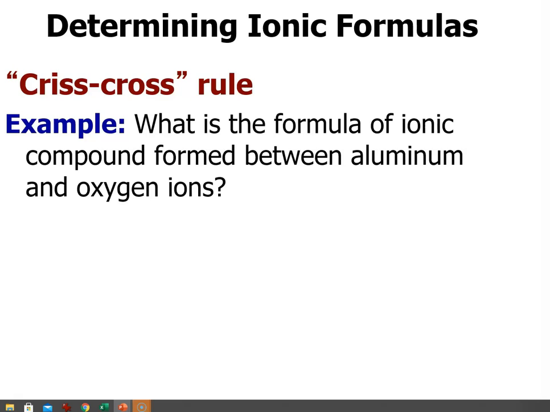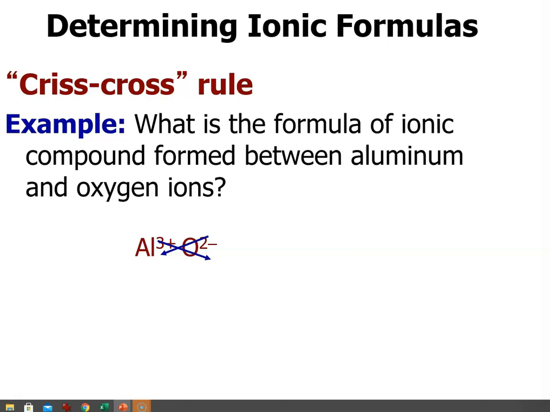Let's look at an example. Aluminum, a +3 element, and then oxygen, -2. How do we put these together so that we can get a neutral compound? So we think about the crisscross rule. The crisscross rule is you take the charges and you swap them. You put them from the charge spot in the upper right-hand side to the other element's lower subscript value.